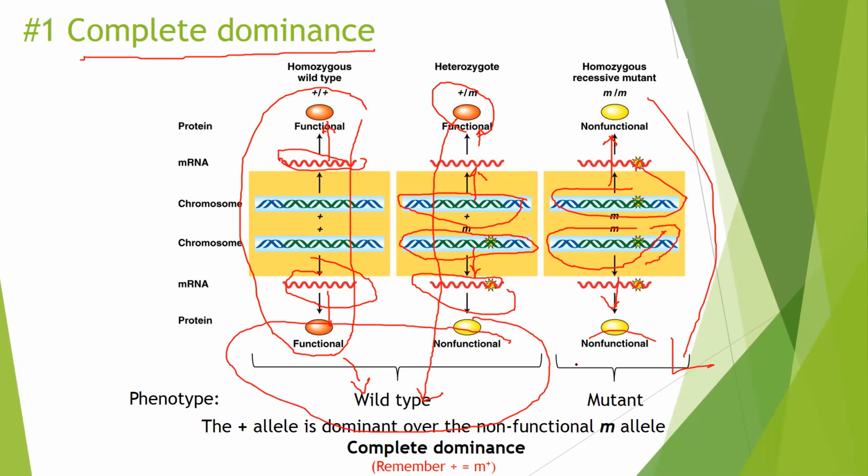So you're going to see the wild type and the mutant, the ratio is 3 to 1. All right, complete dominance.